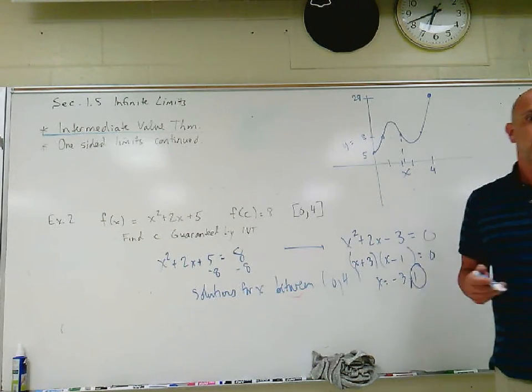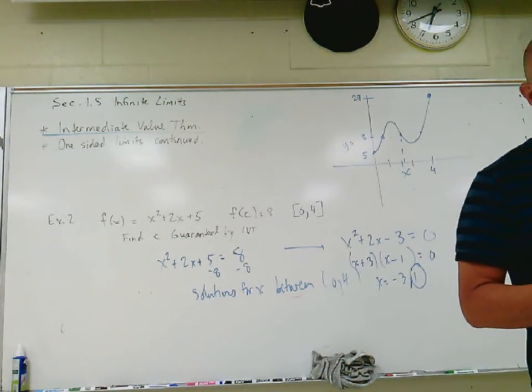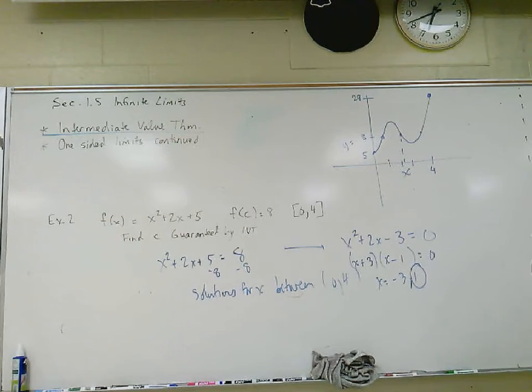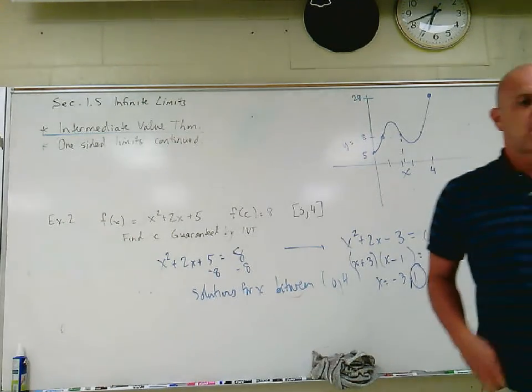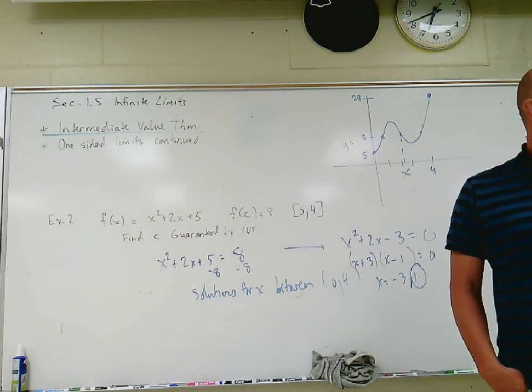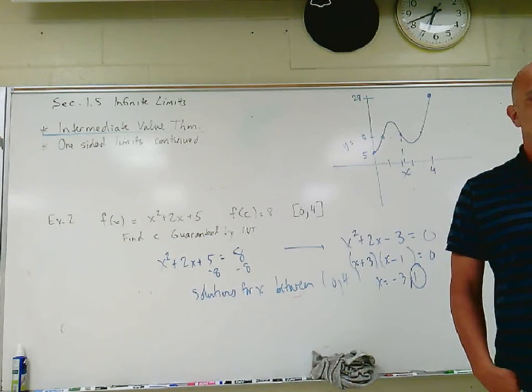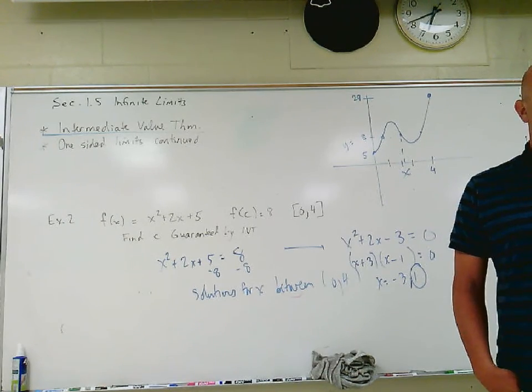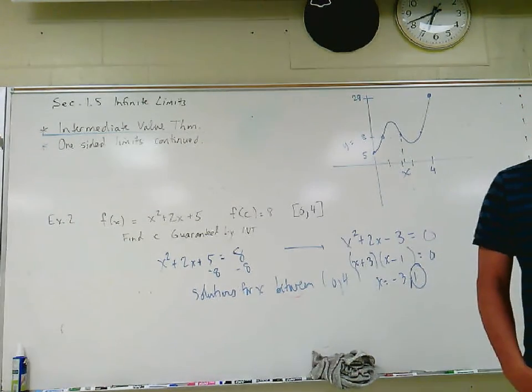So that was in 1.4 that I had left off, so my apologies. So in 1.4, what problem was that? Around number 10. If it asks you about the intermediate value theorem, those are the steps you take.